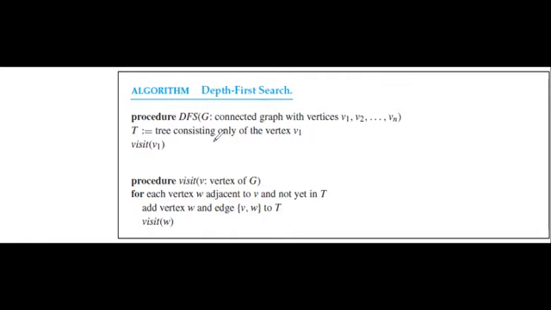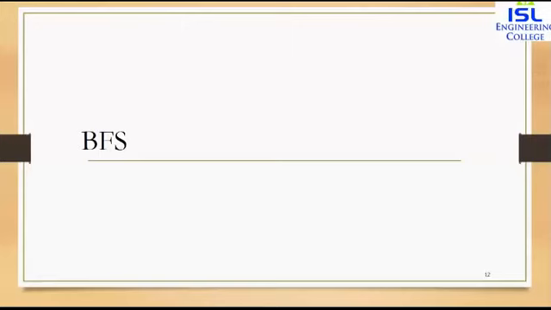Now the next will be breadth first search. A spanning tree of a simple graph can be produced by breadth first search. The steps are as follows. First and foremost, arbitrarily choose a root from the vertices of a graph. So basically once again I have to choose a random vertex from the graph.